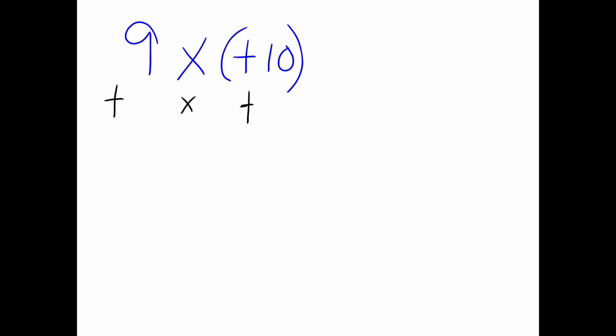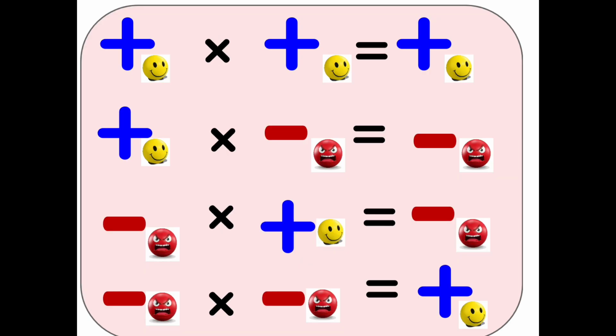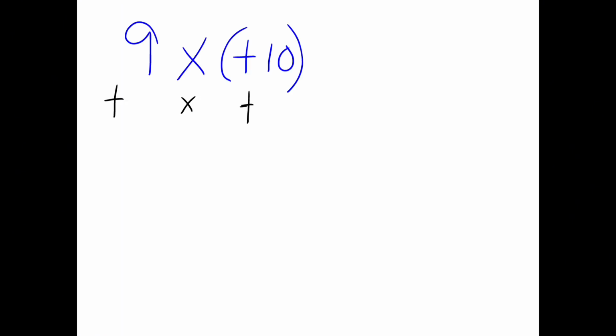Let's settle the signs first and then we settle the numbers. A plus sign from 9 multiplied by a plus sign from 10. And remember from our chart, plus multiplied by plus gives us, very good. So now we put that in our calculation. Plus multiplied by plus gives us plus, right? Very good. So now the next thing is to figure out our number.